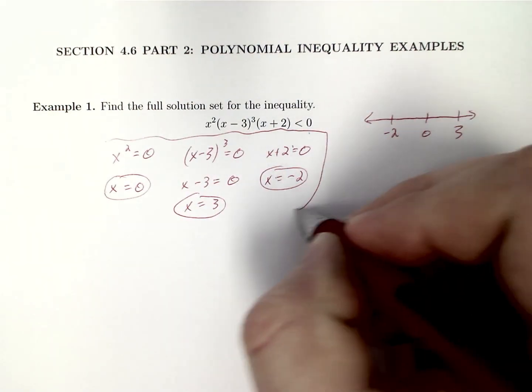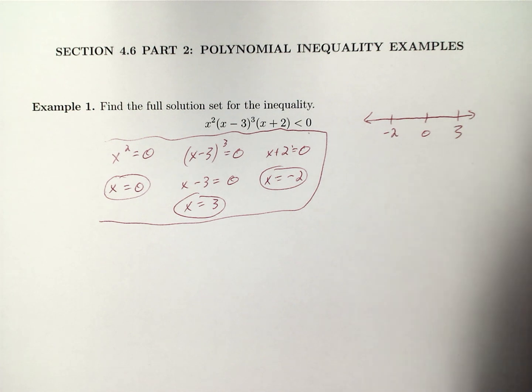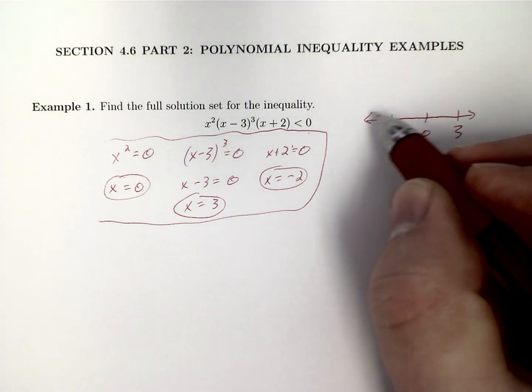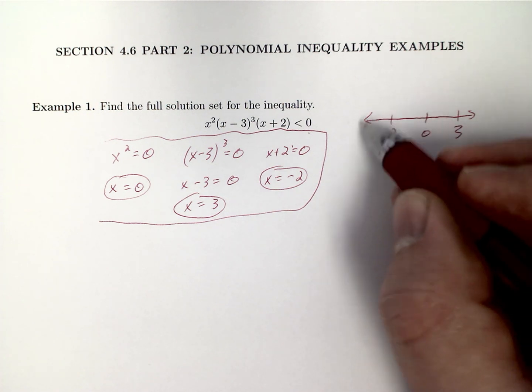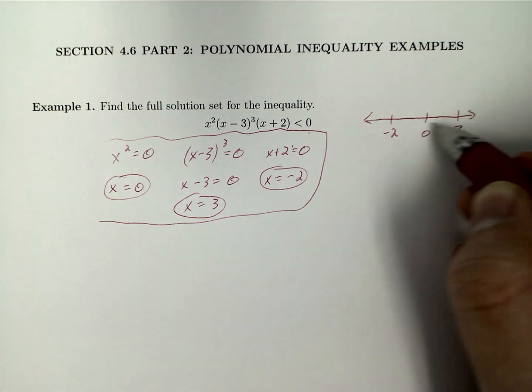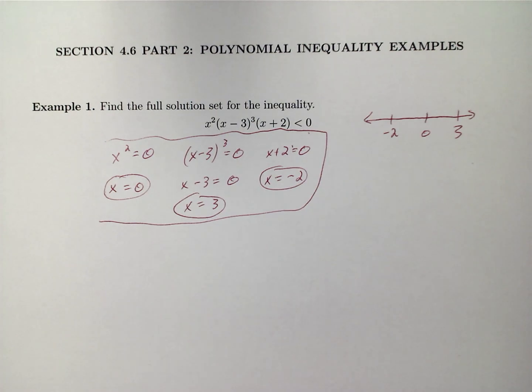Again, this is not the final solution. These are not solutions. These are just helping us split up the number line. The possible solutions are the intervals themselves. So here, here, here, here. So 4 possible solutions, and we've got to find out which ones.